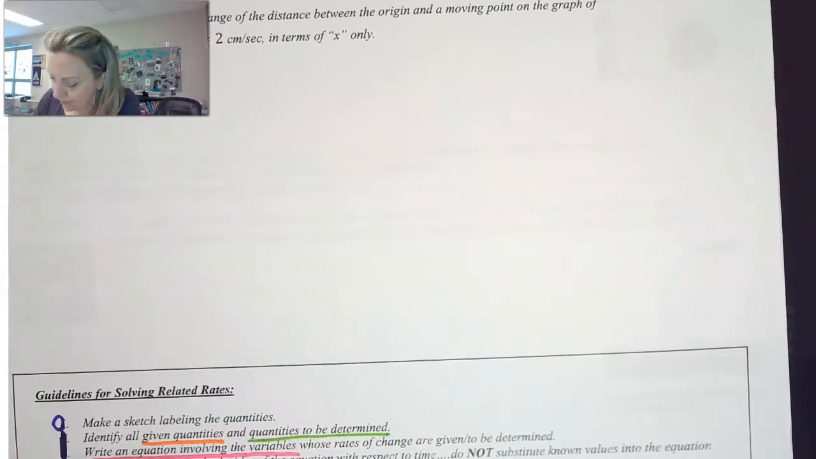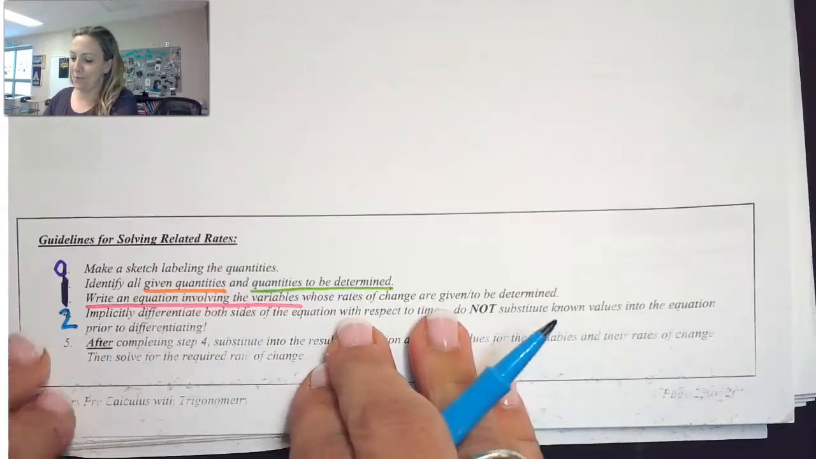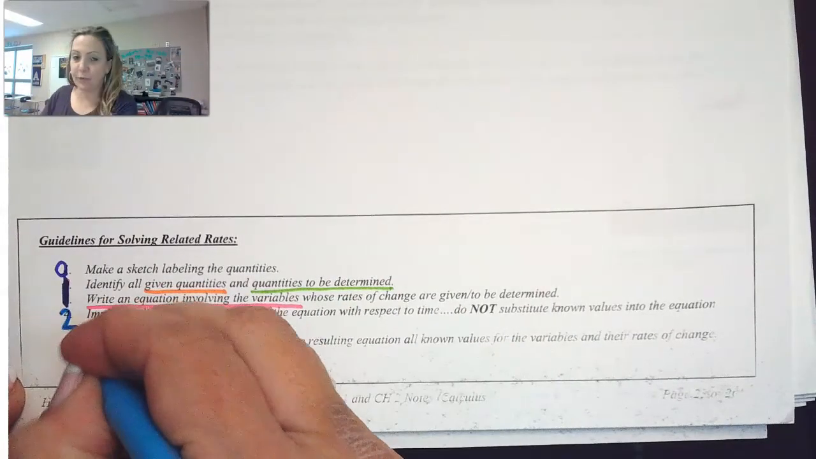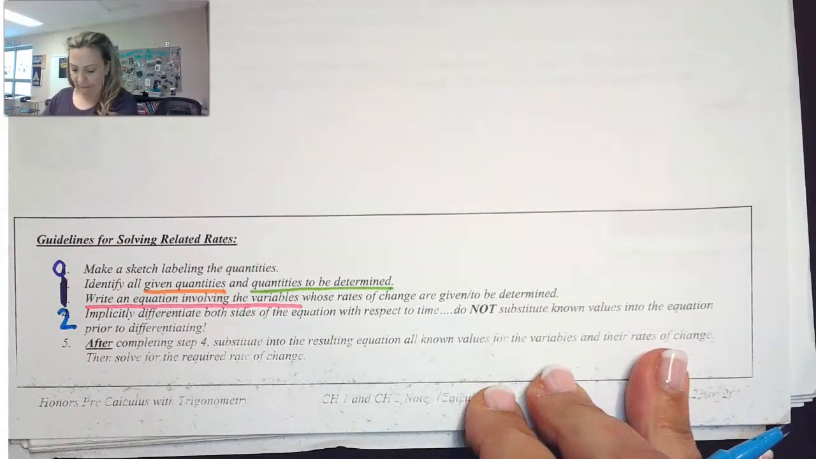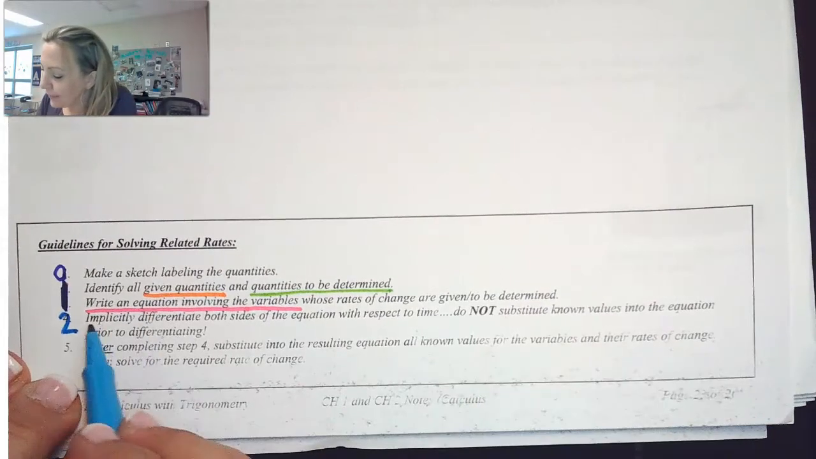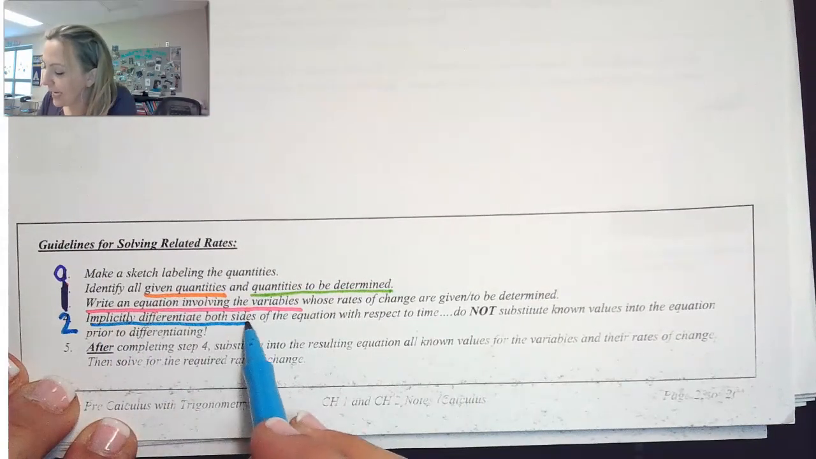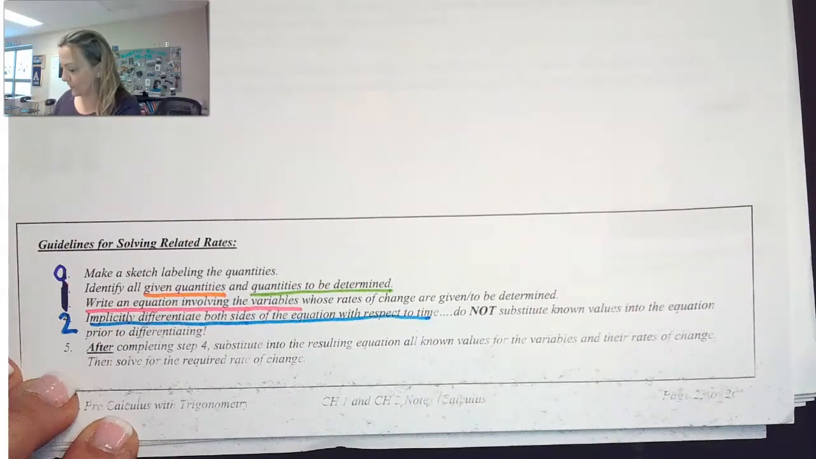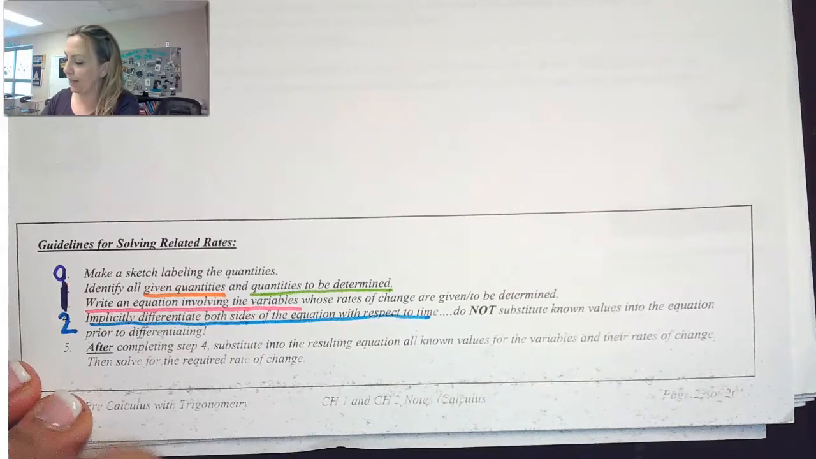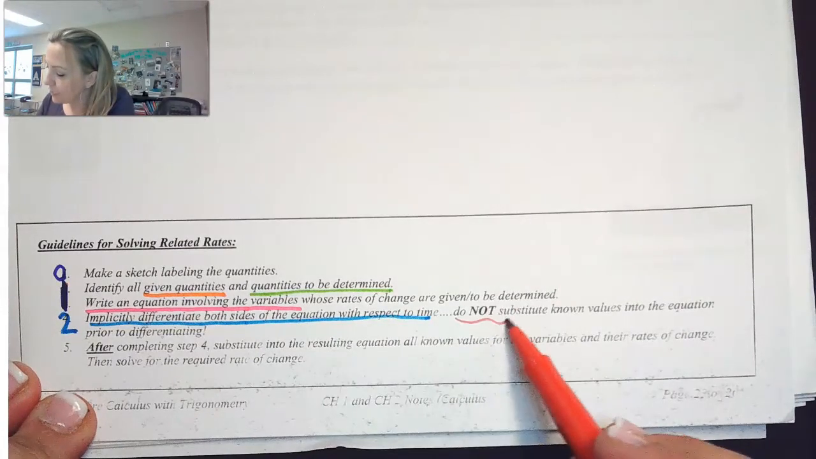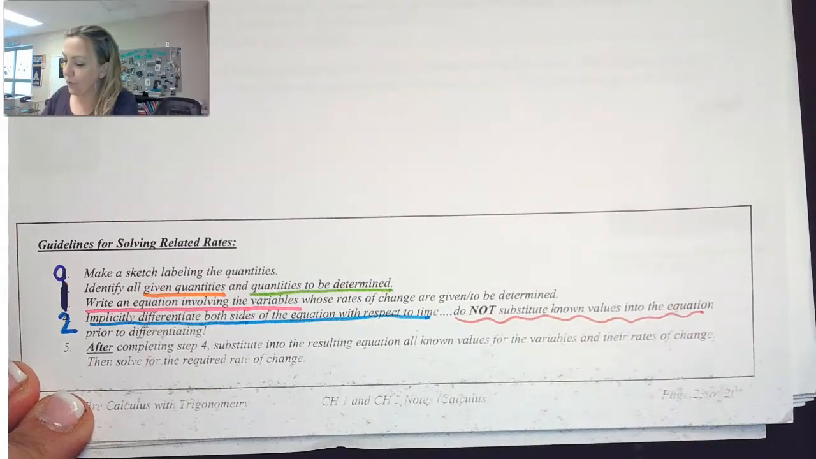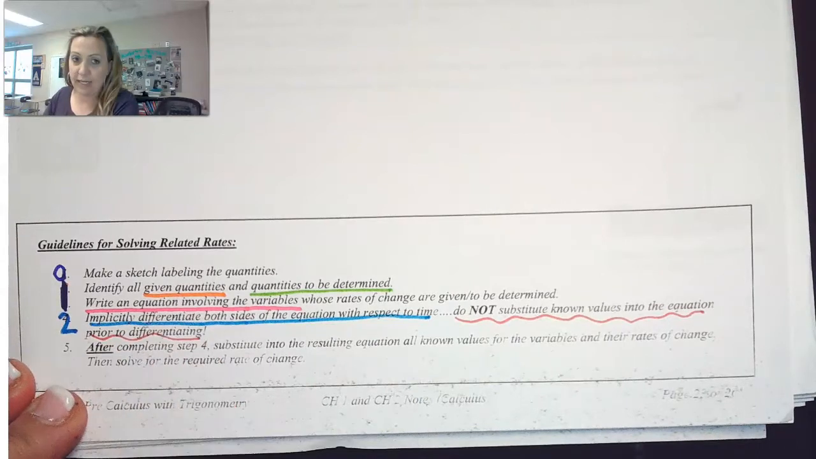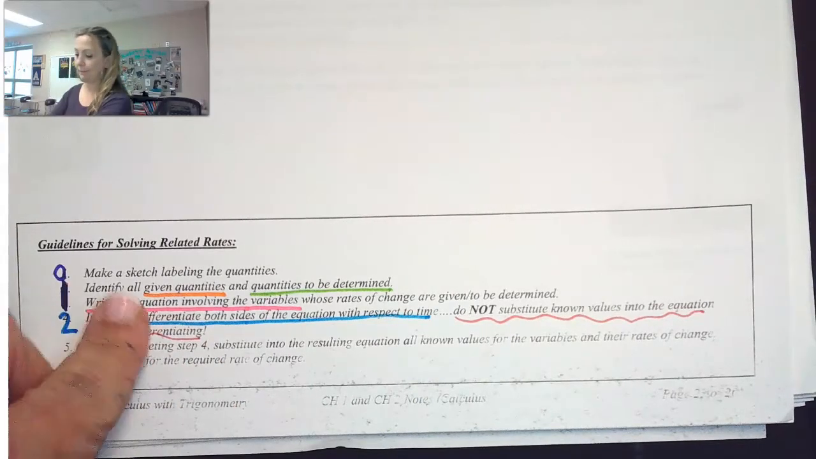Now, step 2, which was step 4, that now I'm calling step 2 so that it doesn't seem like so many steps, is to implicitly differentiate both sides of the equation with respect to time. But this is important here. We're going to write this as well. Do not substitute known values into the equation prior to differentiating. We have to wait until after step 2 to do that.